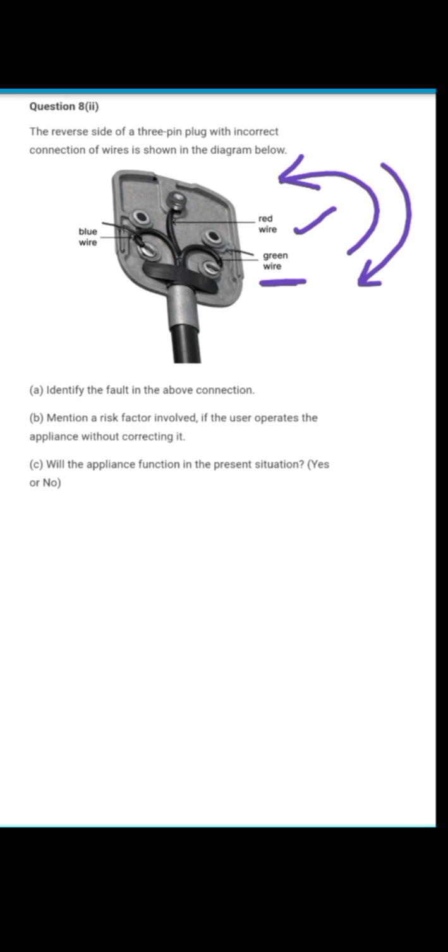Will the appliance function in the present condition? Obviously not, because the earth wire is connected to the live end and vice versa. So obviously there will be no functioning of the appliance.